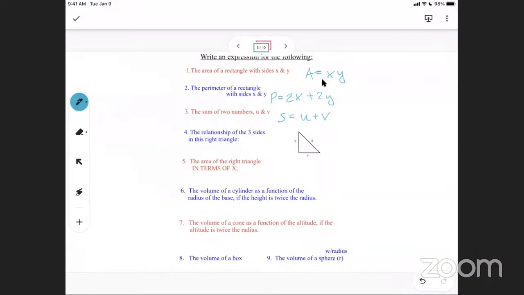The relationship of the 3 sides of this right triangle. They said it's a right triangle, so that's the Pythagorean theorem, right? x squared plus y squared equals 25, or 5 squared.